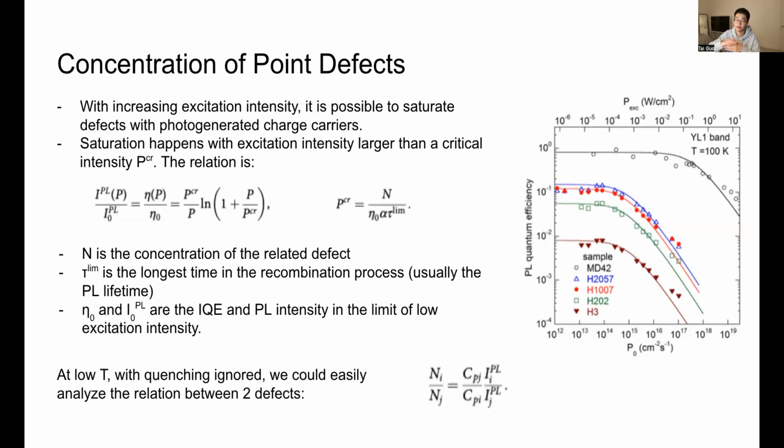So here I'm just covering a few use cases of photoluminescence data for defect analysis here. But as you can see, it's really powerful for the defect analysis. And I just want to bring this up, and hopefully everyone could appreciate the usefulness of photoluminescence in semiconductor defect analysis.